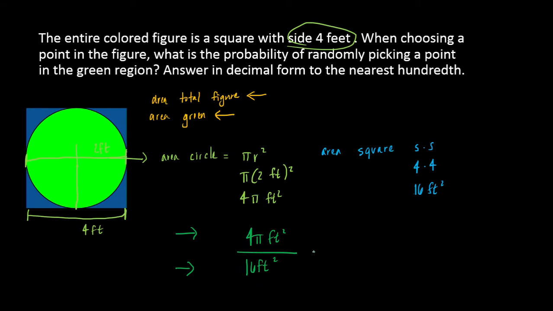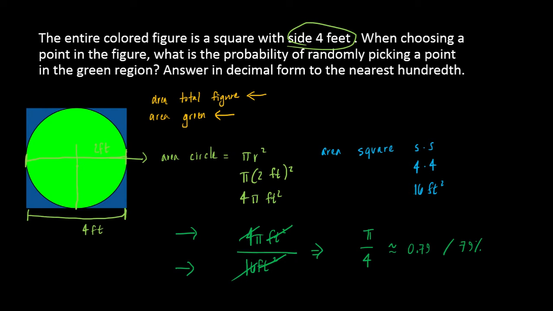Okay, so I simplify this from here. My feet squared cancel out. My 4 and my 16 reduce, and I get pi over 4, which comes out to about 0.79 or 79%. So there's a 79% chance that if I throw something at this figure and I know I hit the figure, that I've hit it in the green region. So we're really just comparing areas, okay?